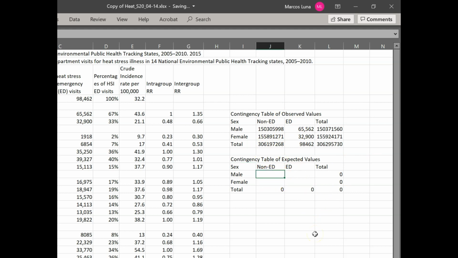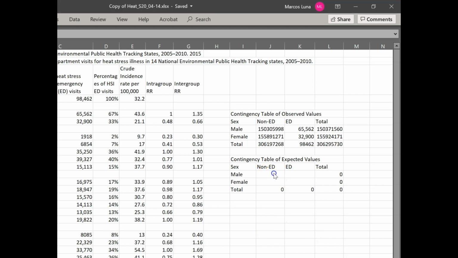So it's a duplicate setup of the earlier table, but these are the ones that we should have gotten if all things were equal. So the non-ED that we expect is essentially going to be the proportion of the population that we think should end up in the non-ED. So let me make that clear. So what proportion of the population are males is the first question.